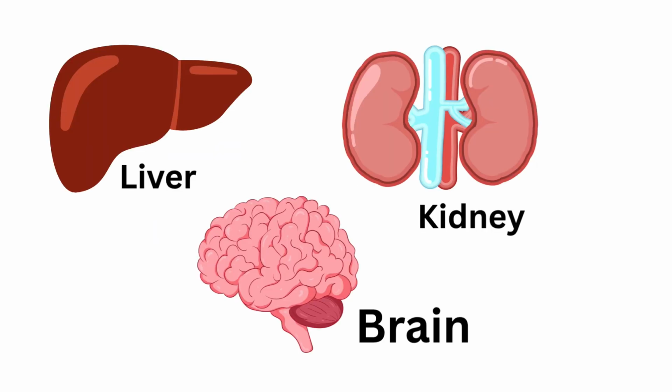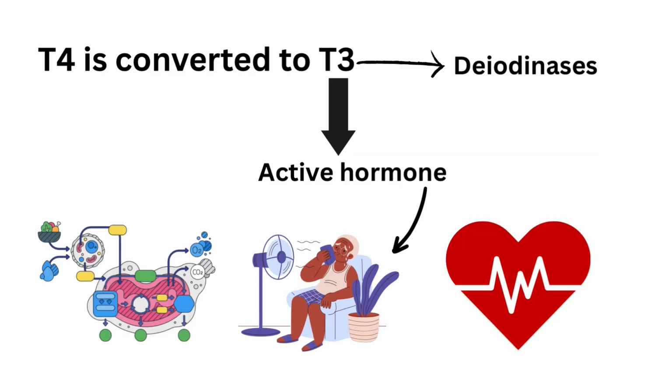In organs like the liver, the kidney, the muscles, and the brain, T4 is converted to T3 by an enzyme known as deiodinase. That is, from T4, one iodine is removed in order to form T3. So T3 is more active than T4. Then T3 enters into the body cells and performs its function, which is to control metabolism, heart rate, and body temperature, and it affects growth and development.